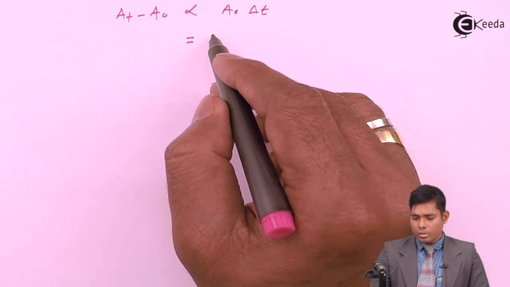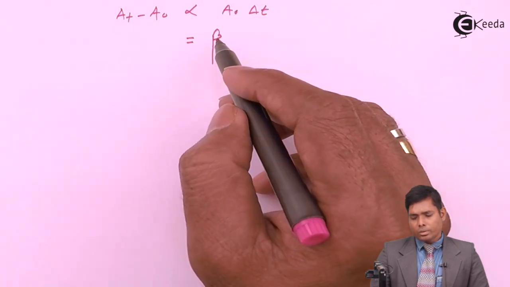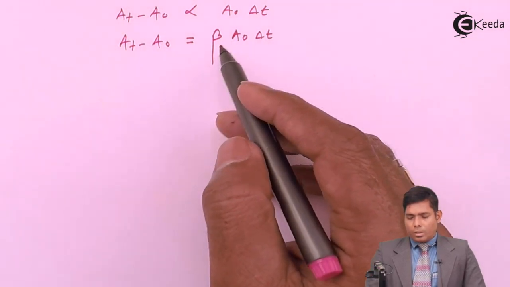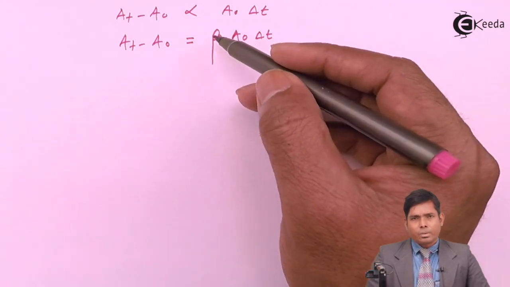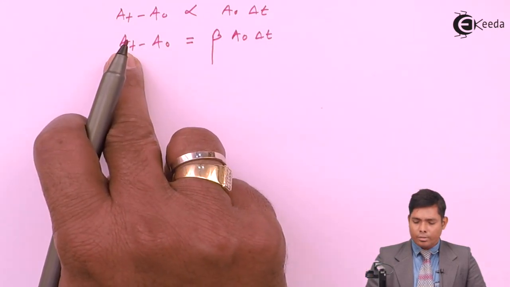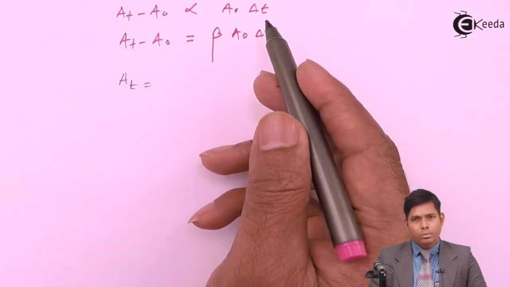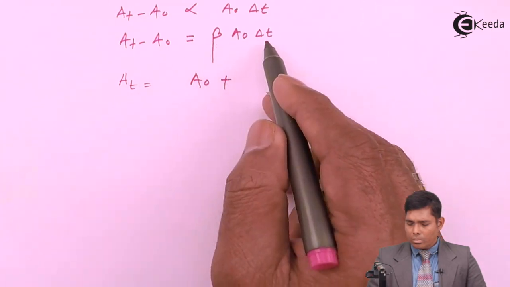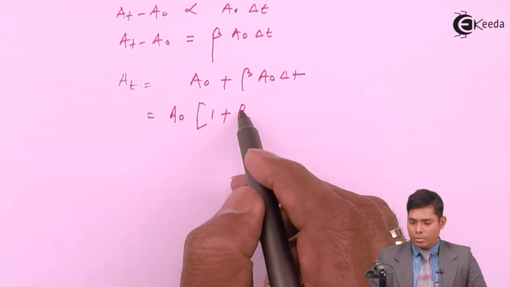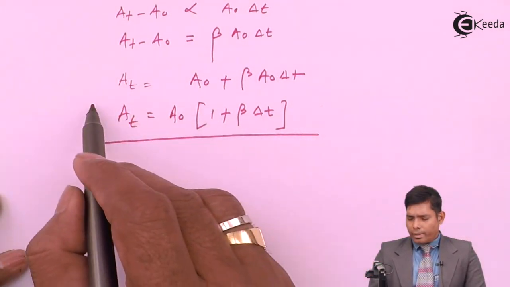Removing the proportionality and introducing an equation with a constant, that constant is beta. So AT minus A0 equals beta A0 delta T. From this we can define beta, by dividing by these two terms. But we'll first find AT, then we'll define beta. AT becomes this, and minus A0 comes to the other side of the equation, becoming plus A0. This remains as it is. A0 common, 1 plus beta delta T. So this is AT, the final expression.